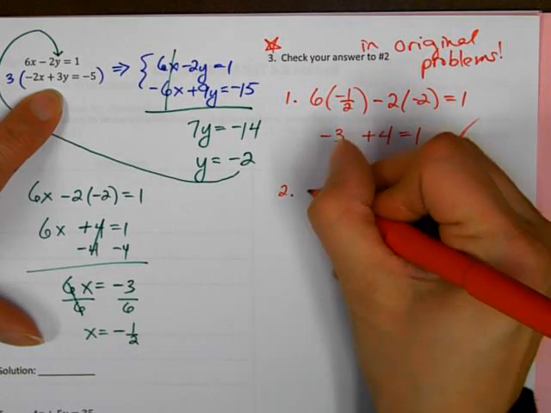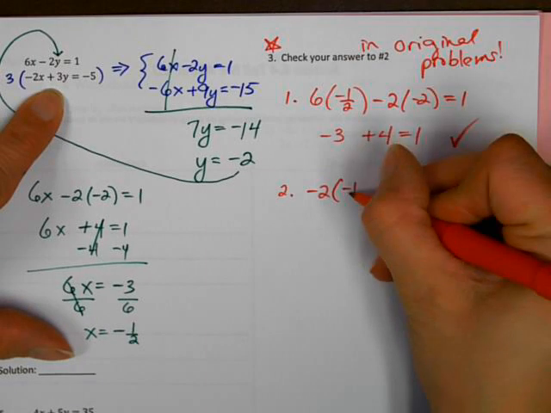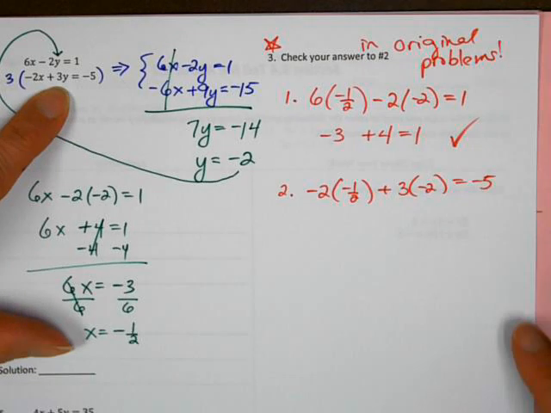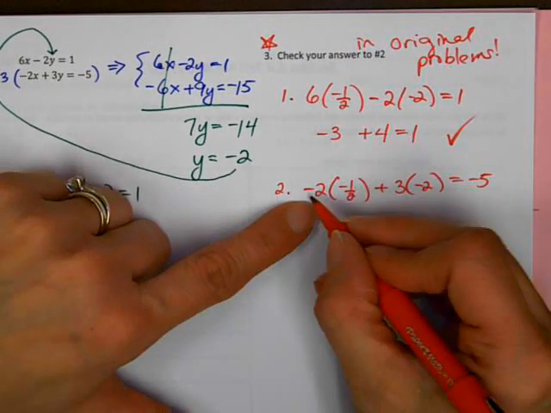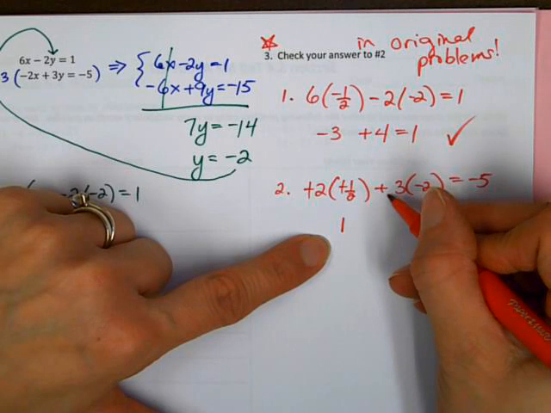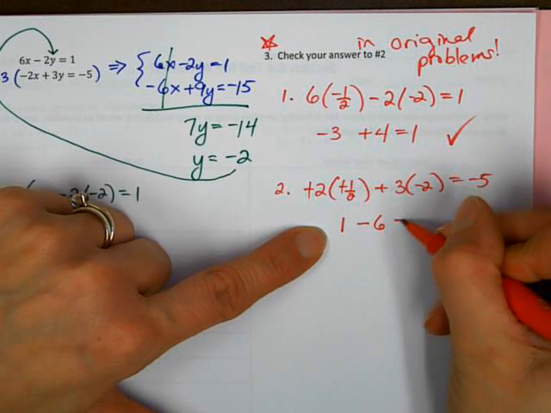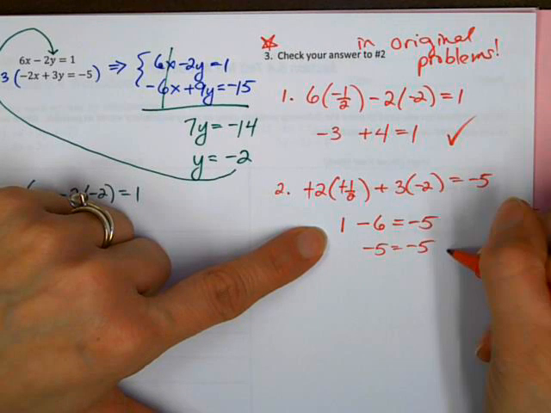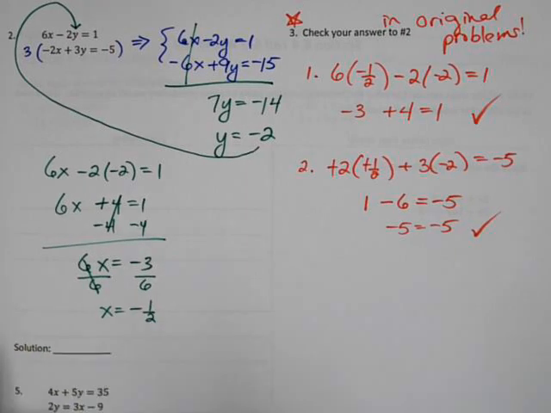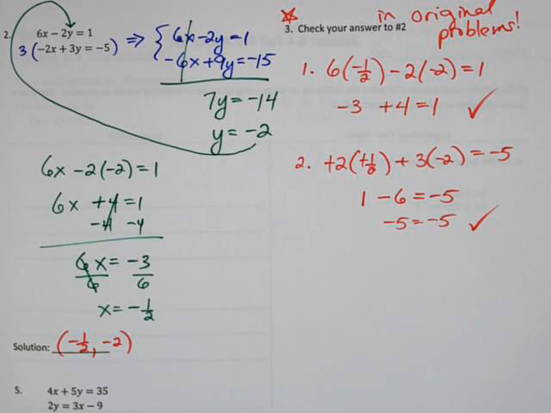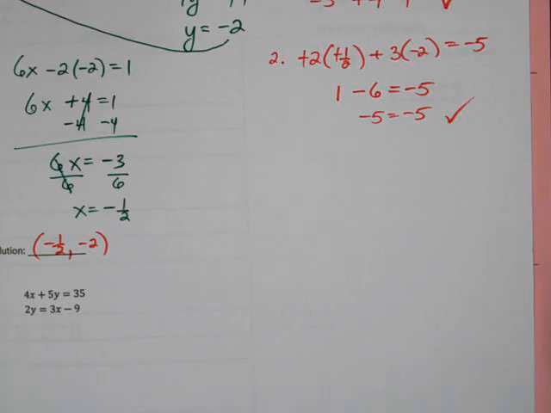Okay, negative 2 times the x number, which is negative 1/2, plus 3 times the y number. Does that make negative 5? Let's see, a negative times a negative is going to make a positive. Half of 2 is 1. Positive times negative, that makes negative 6. Does 1 minus 6 make negative 5? Yes, negative 5 does make negative 5. So that is the right answer. I'm going to write it down the solution line. Negative 1/2, comma, negative 2. Wow. Okay. All right, number 5.